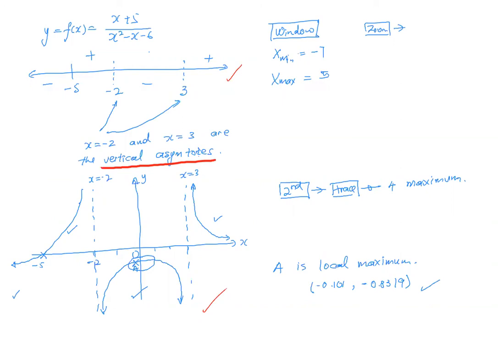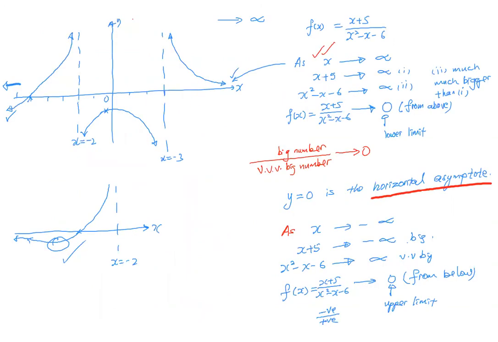Over here, I introduced to you what is vertical asymptote. Then over here, I introduced to you how to find the horizontal asymptote. You have to study what happened to the value of the function when x approaches infinity or the other direction, negative infinity. Clear? Watch through this video again and again.